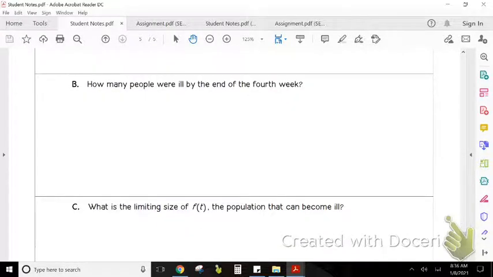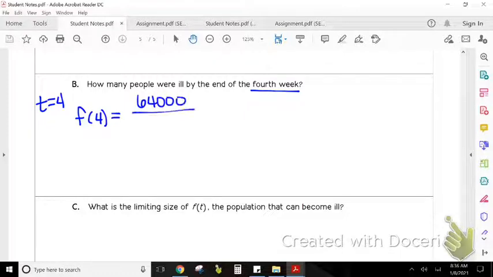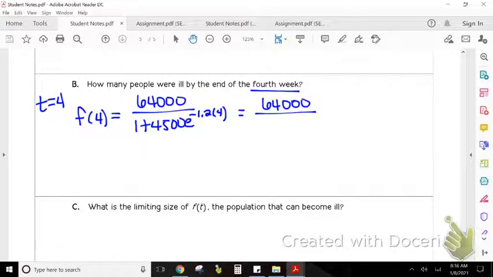All right, 8 says how many people were ill by the end of the 4th week? Well, the end of the 4th week, then that means that T is equal to now 4. So we're going to find F of 4. So we have 64,000 over 1 plus 4,500 e to the negative 1.2 times 4. Now I'm not going to be able to work this one all the way out without a calculator. But I am going to go ahead and simplify that exponent because it just makes life easier when we go to put it in the calculator.